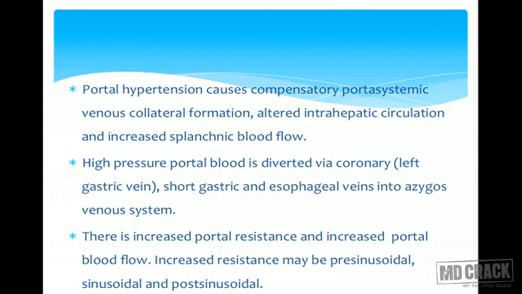High pressure portal blood is diverted via the coronary, that is the left gastric vein, short gastric and esophageal veins into the azygous venous system. There is increased portal resistance and increased portal blood flow. Increased resistance can be pre-sinusoidal, sinusoidal and post-sinusoidal.